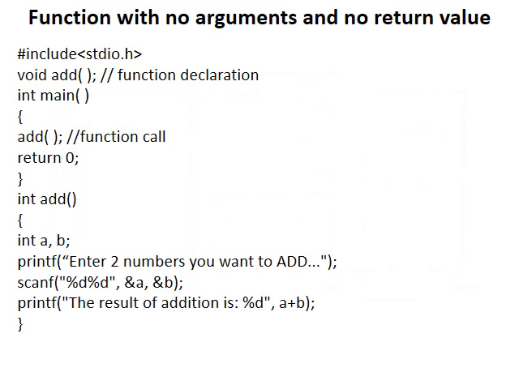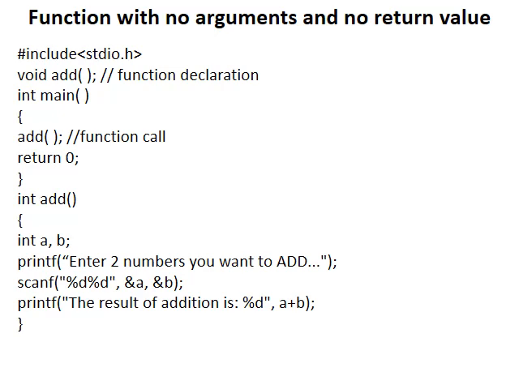Now we'll see an example program for a function with no arguments and no return value. The same add function I have modified now. So here void add is the function declaration. Since the function is not returning any value, I have mentioned the return type as void. Then add is the name of the function. Since the function does not take any input from the calling function, there is no argument specified over here. That's why within the brackets there is nothing mentioned, indicating that it does not take any arguments. Next, in int main, I am just calling the function add here.